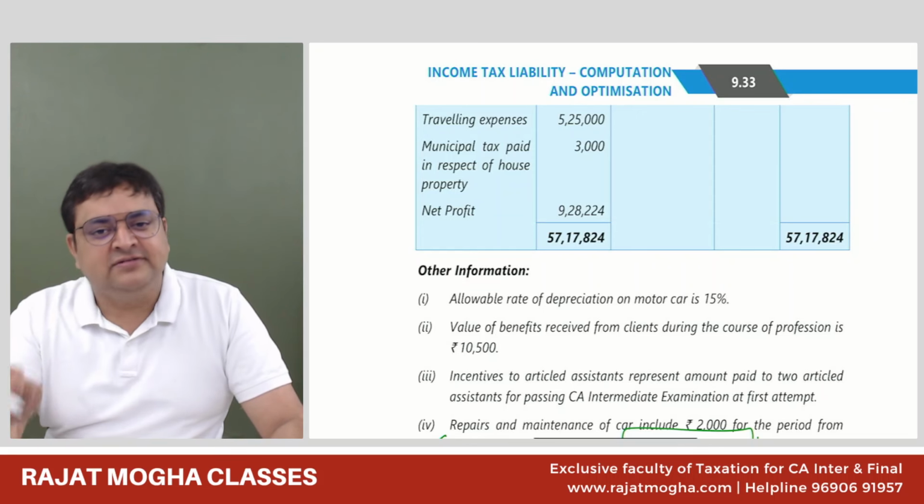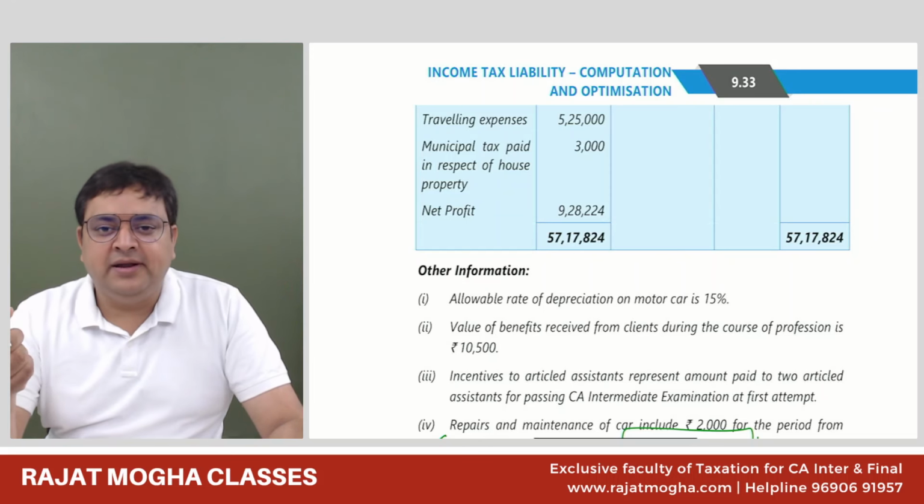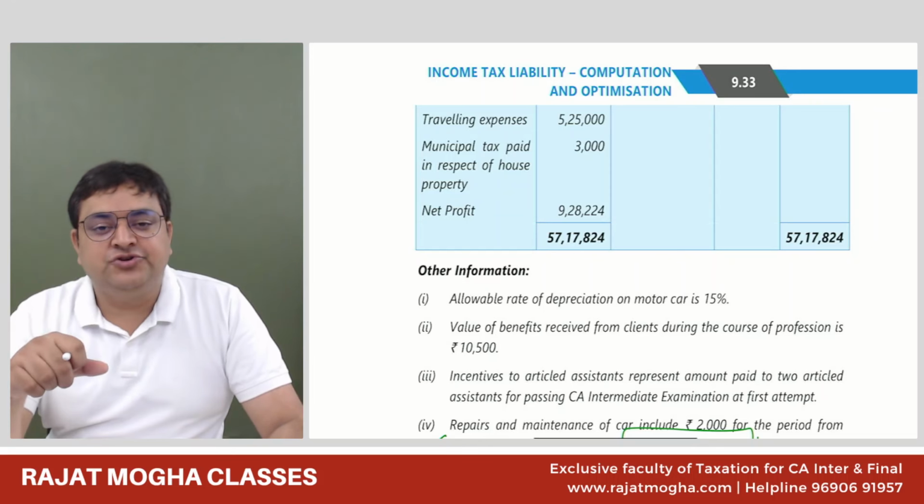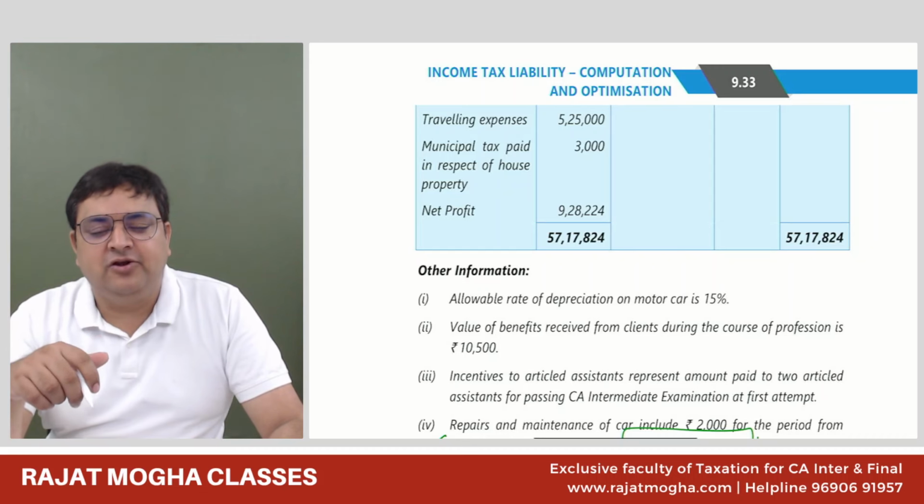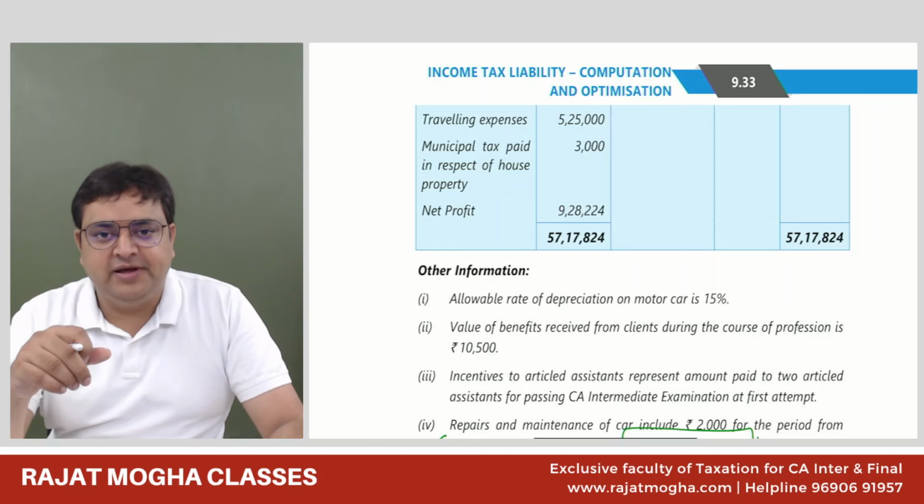Section 37 says any expense for a business purpose, if it is revenue in nature, is allowed. That's it. It should not be capital. We have never read anywhere that it should be as per the RBI norms. No, it should be allowed.